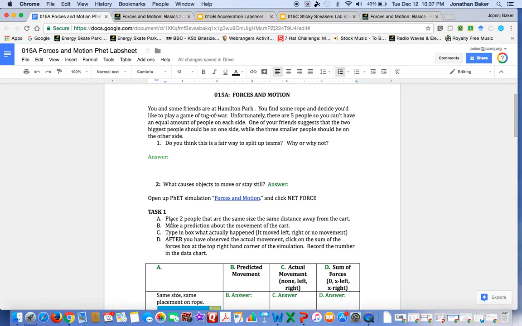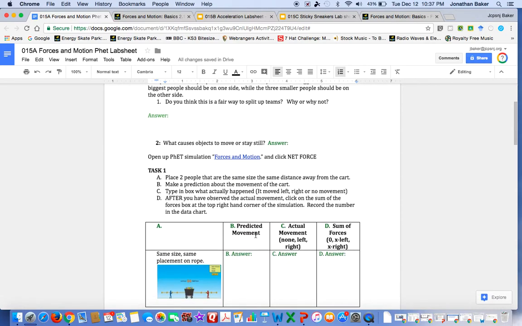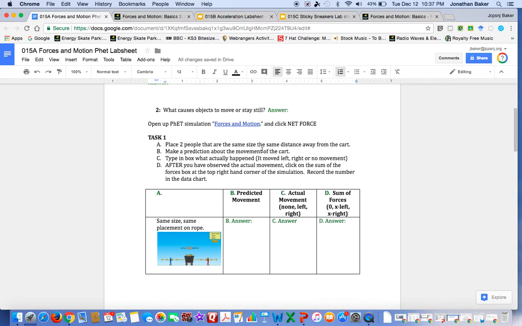The next thing it says, task 1, place 2 people that are the same size, the same distance away from the cart. Let me just show you real quick. You have A, B, C, D. In your graph here, this is for task 1. This is where task A is going to be. So in this case, they're showing you that it's going to be the same size, same placement on the rope for the 2 people, and you're going to do that. So let's go ahead and model that and see what that would look like.